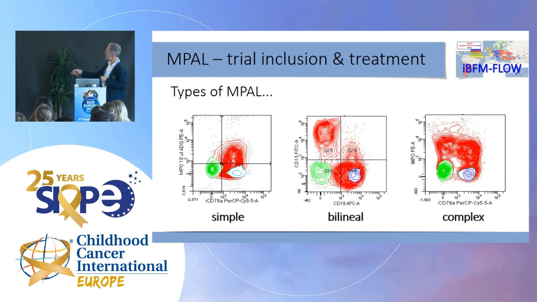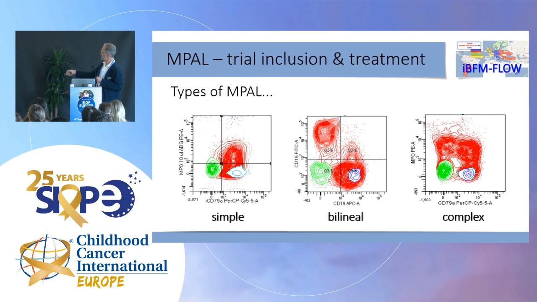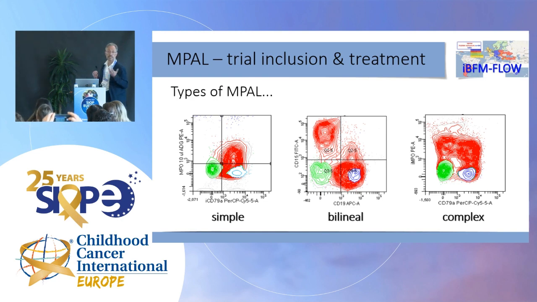So simple is this. You have something which is B-cell differentiated, CD79A or CD19 on all the cells, and only a subfraction has also myeloperoxidase. This is simple. Then you have bilineal, so really two different blast subsets. And when you investigate for genotype, they will have the same genotype. They will have, let's say, the lymphatic genotype. They will have the MLL, for example. And then you may have the complex. What we mean by complex is this.